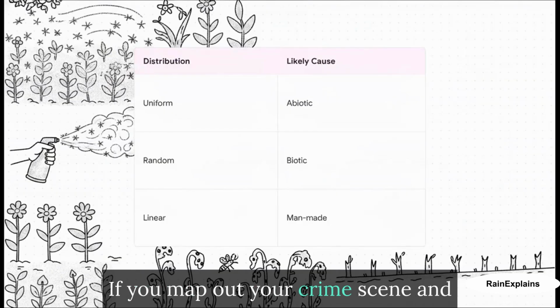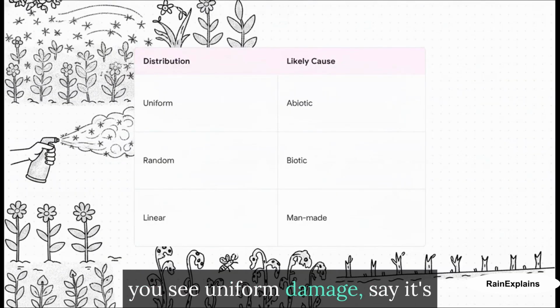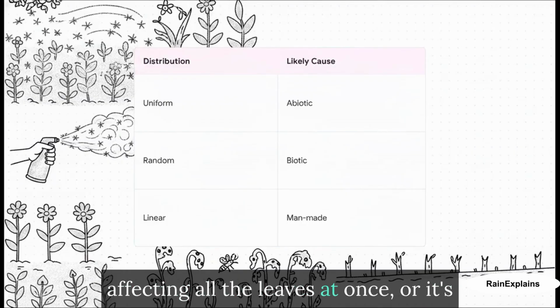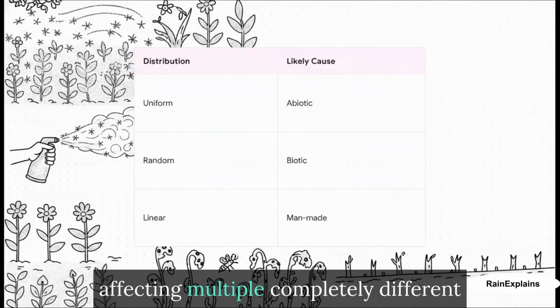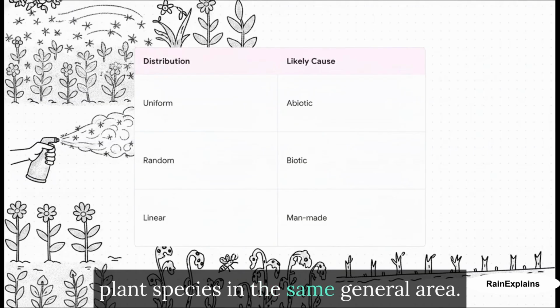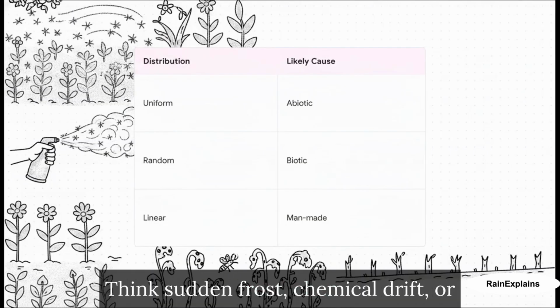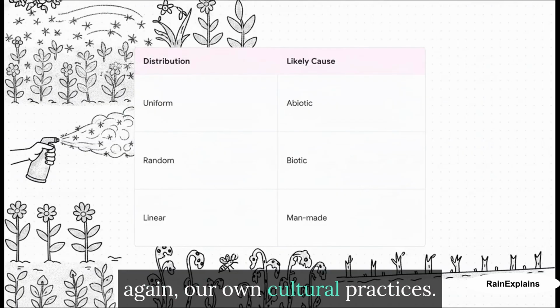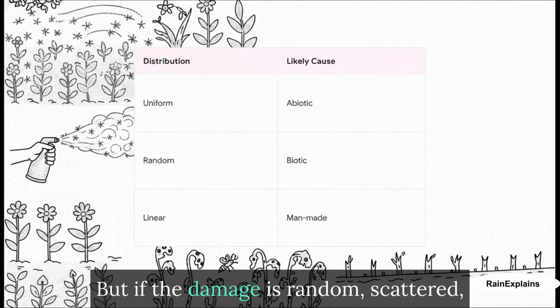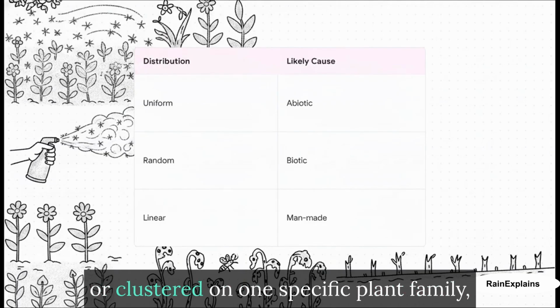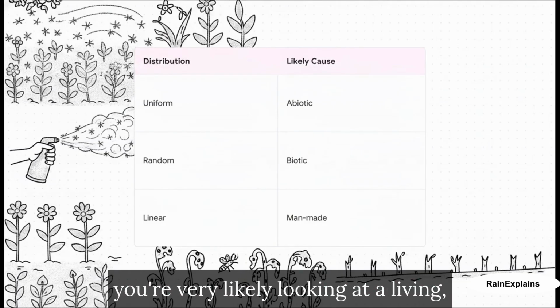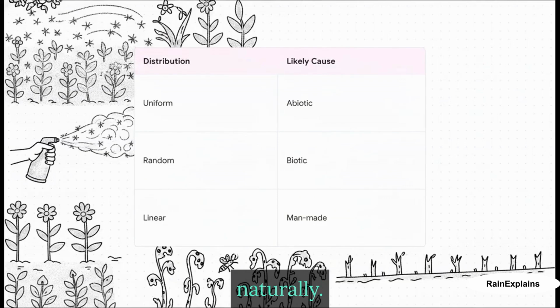If you map out your crime scene and you see uniform damage, say it's affecting all the leaves at once, or it's affecting multiple completely different plant species in the same general area, that points directly to an abiotic problem. Think sudden frost, chemical drift, or, again, our own cultural practices. But if the damage is random, scattered, or clustered on one specific plant family, you're very likely looking at a living, biotic pathogen that's spreading naturally.